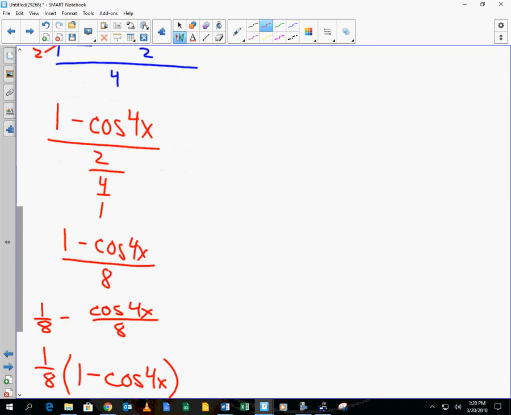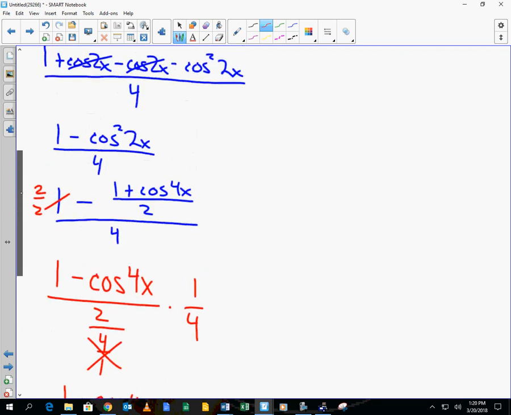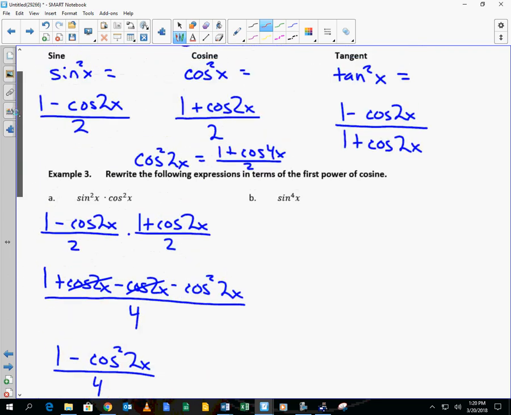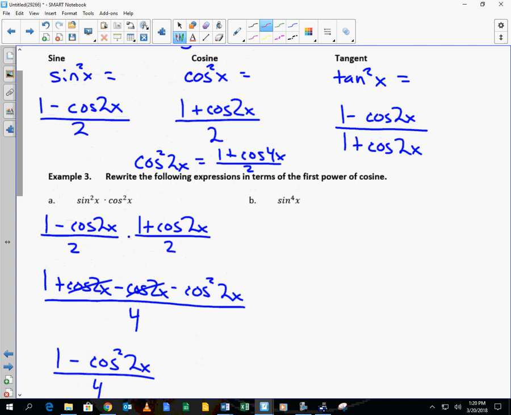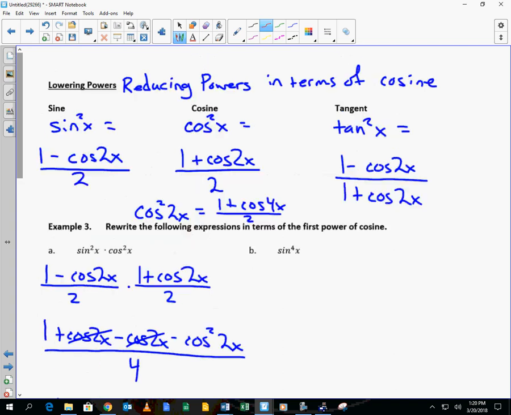So I just multiply by the reciprocal. Better? For this guy? Yeah. So we know that this is equal to that.